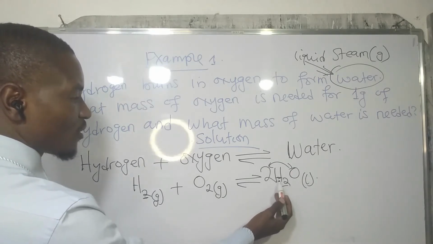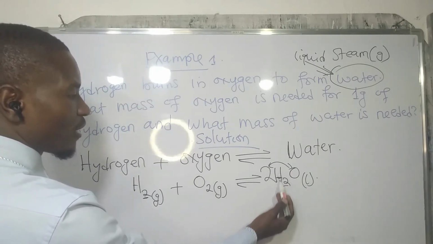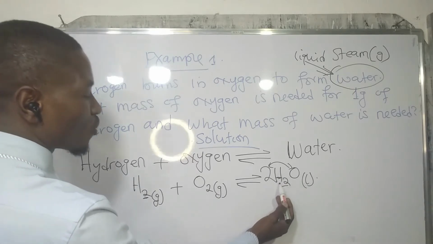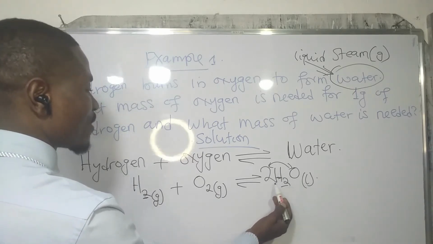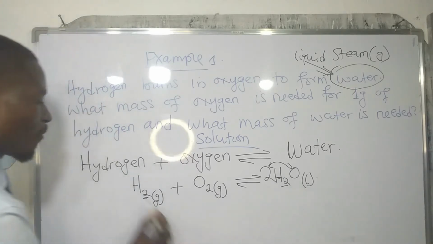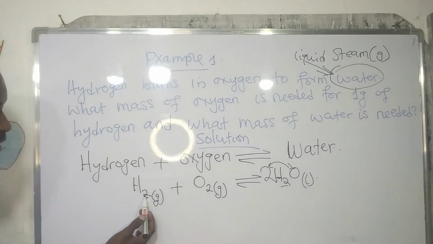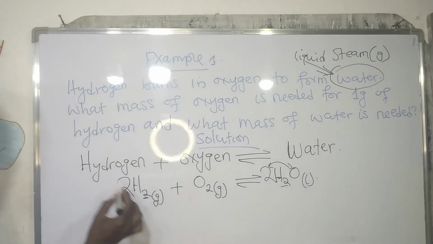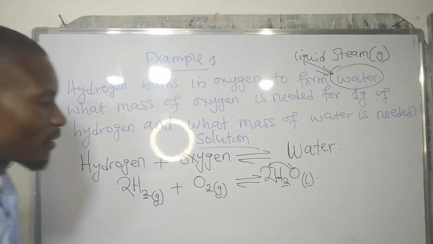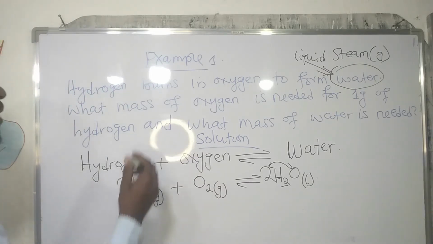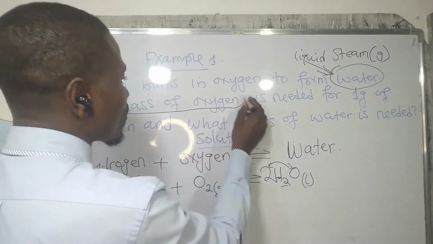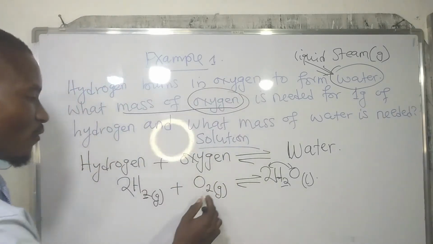So the hydrogen here, we have to count, or rather, how many hydrogen in total do we have here? So we have 2 times 2, that is 4. And then how do we change this 2 to become 4? We put the 2 there, and it is now balanced. Okay. Now, in the question, they're asking what mass of oxygen? Okay. So what mass of oxygen?